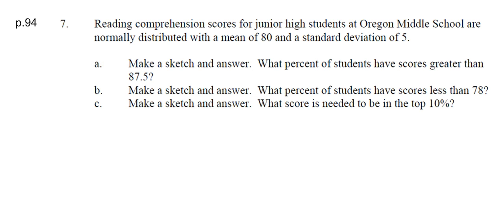Page 94, question number 7. The reading comprehension scores for junior high students at Oregon Middle School are normally distributed with a mean of 80 and a standard deviation of 5.